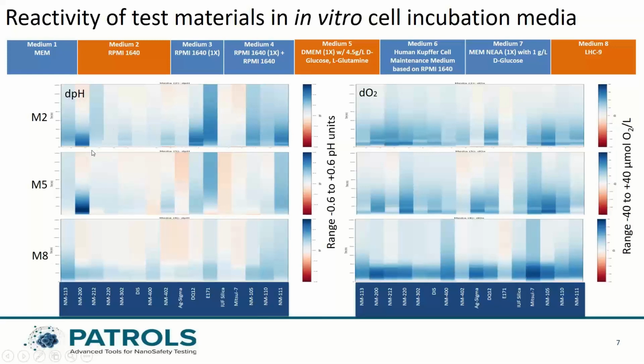Here, for example, we see a relatively strong initial reactivity of NM200 in regards to changes to pH. The pH scale here is from -0.6 to +0.6. In most cases, we see a little bit of a reduction in the pH, and then sometimes it levels off or even becomes positive after or during time in the experiments. Some materials cause an increase in pH, for example, what is seen here for the silver from Sigma and the REF silica in medium 5.